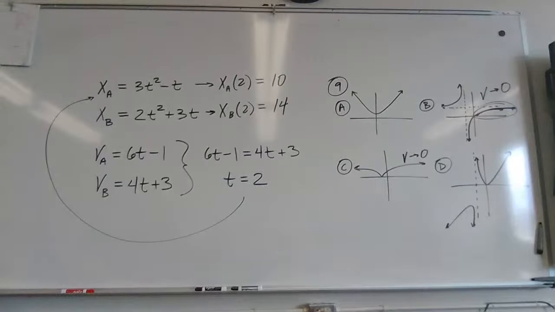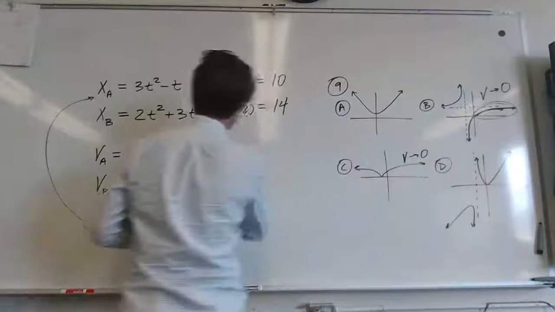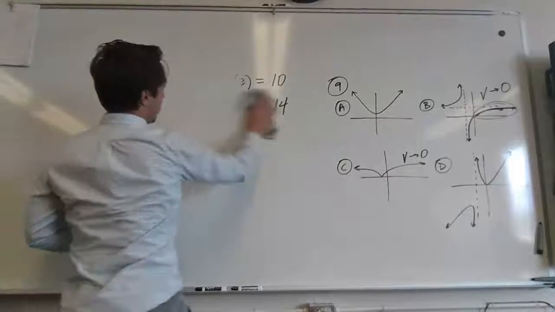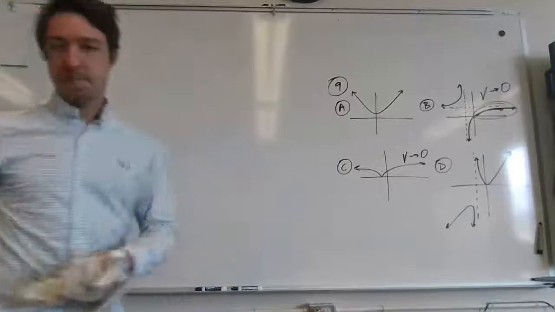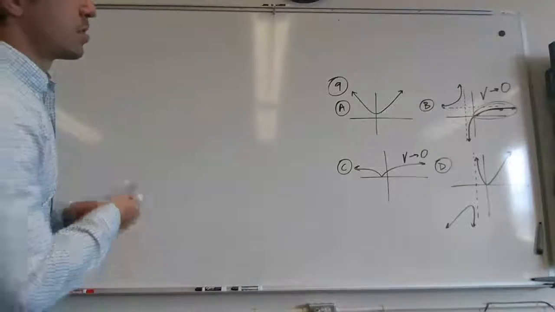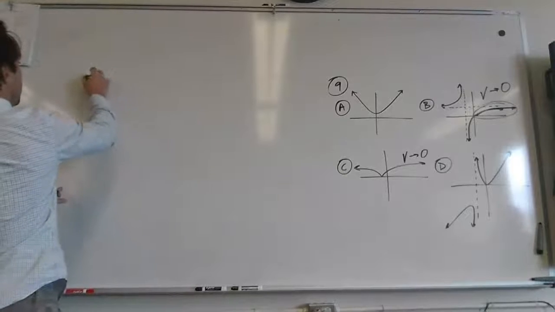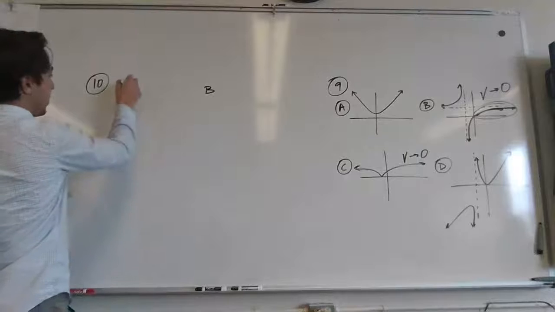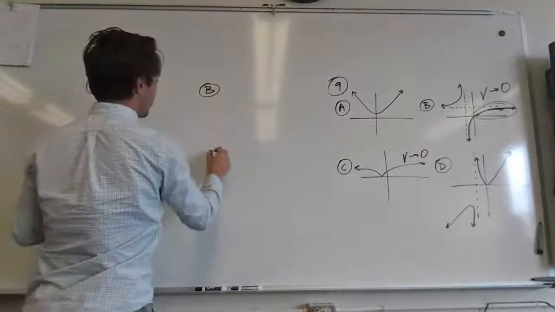Two of the position functions below describe a particle that never travels left. So what does it mean if you never travel left? Never goes negative velocity. The velocity is never negative. So what does that mean about the slopes of the function? Positive. The slopes are always positive. Okay, so number 10.